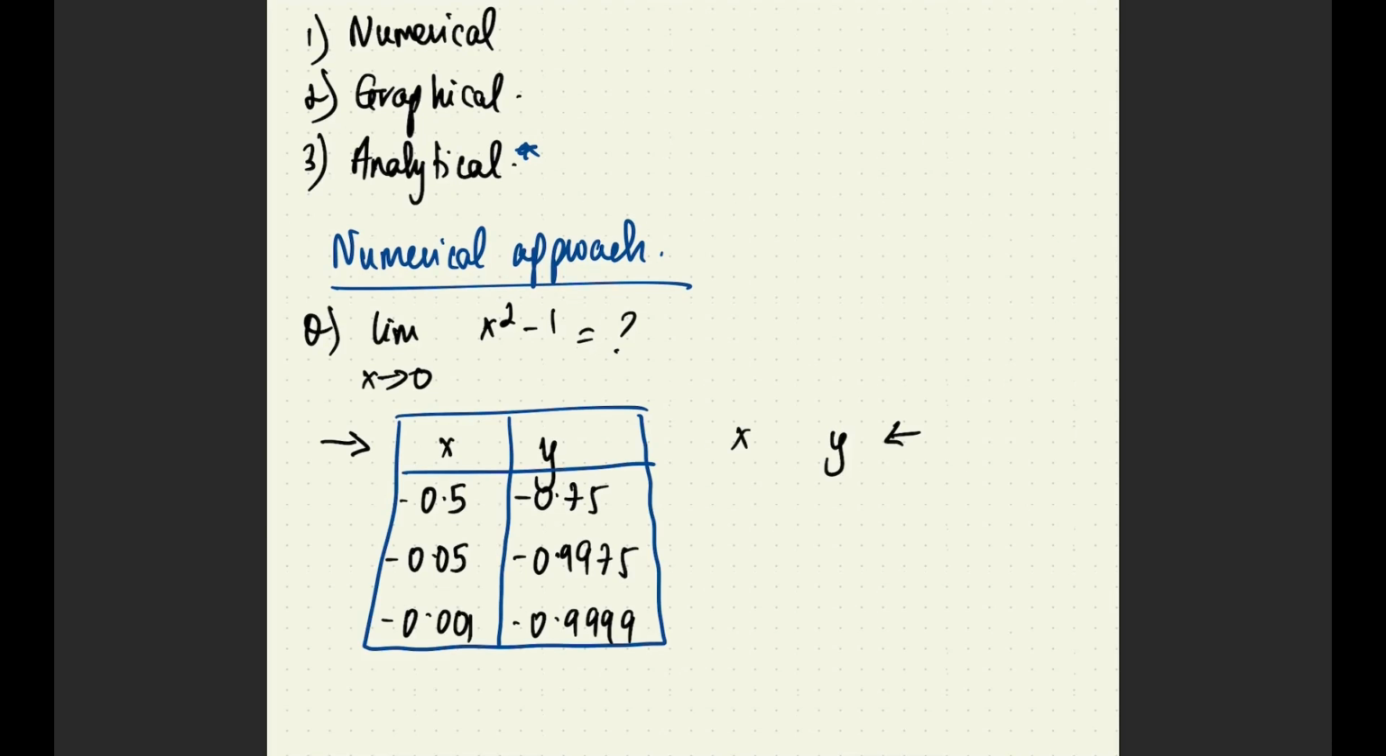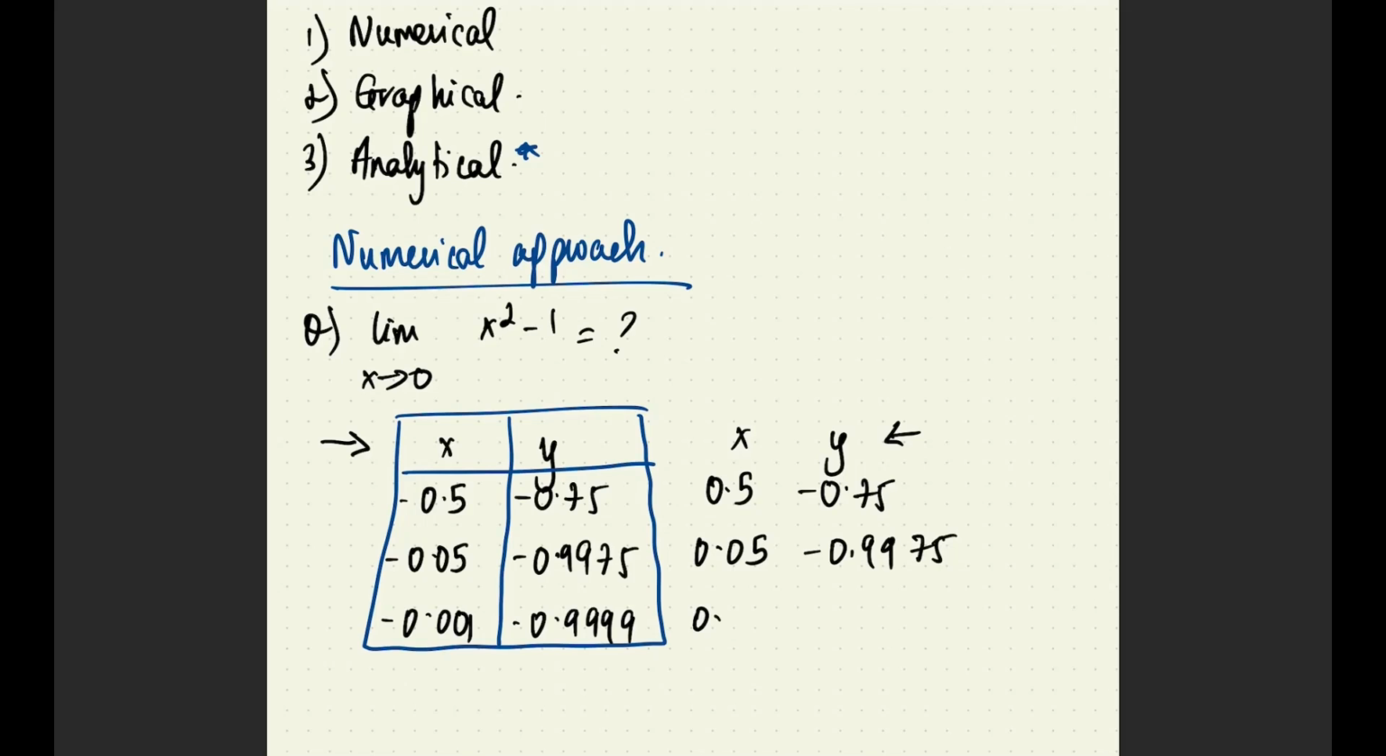Now similarly, as x approaches 0 from the right hand side, meaning that x is getting closer and closer to 0 from the right hand side, when x is 0.5, the y value is minus 0.75. When x is a lot closer to 0 now from the right hand side, when x is positive 0.05, y is still going to be minus 0.9975.